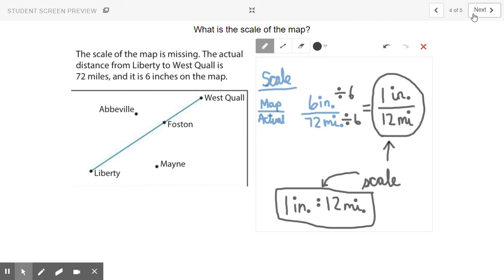If you take a look, we know that on a scale, the first is the, let's say, map's distance to the actual distance. So I wrote 6 inches over 72 miles, and because we need to come up with the scale, we change the first number into 1, divided by 6, and then we divide the second term by 6. So that means for every inch on the map represents 12 miles in real life. And so that is the scale that was used, and that's how you find if the scale of the map is missing.